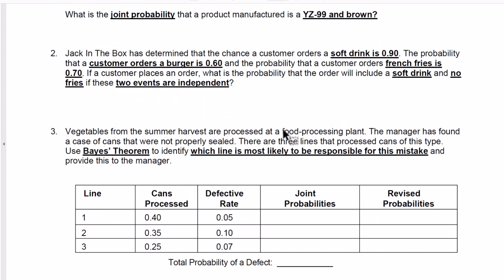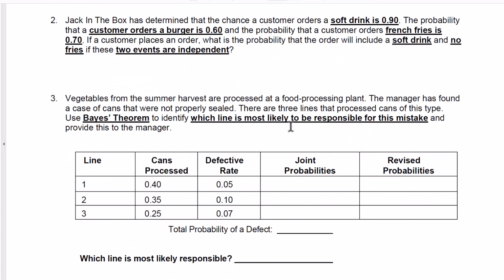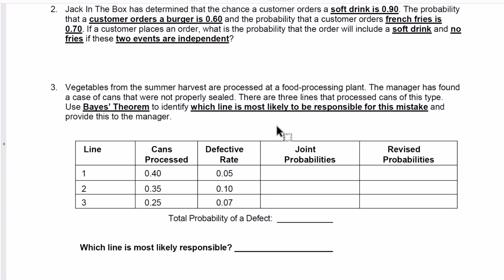All right, well, let's wrap up this video and do the final problem, which is for Bayes' theorem. So Bayes' theorem is actually another calculation where Excel really makes our life easier. So here's our problem. We have vegetables from a summer harvest that are produced by a food processing plant. The manager has found a case of cans that are not properly sealed. So we want to use Bayes' theorem to identify which line is most likely to be responsible for this mistake.